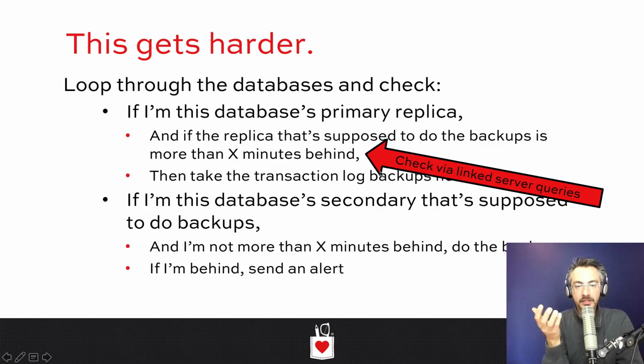So I'm not going to be able to tell from the DMVs with a guaranteed business certainty exactly how far each of the replicas is. What I have to do is build a linked server query over to every replica. And think about linked server queries. Those things have to time out. So now I'm introducing a latency into every one of my log backup jobs.